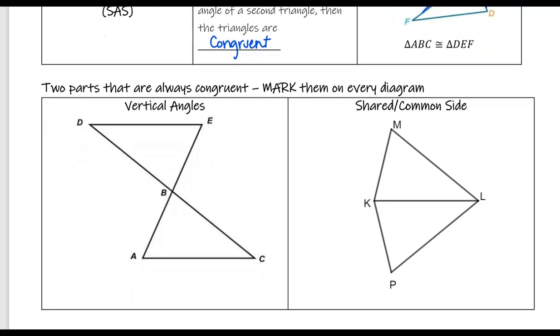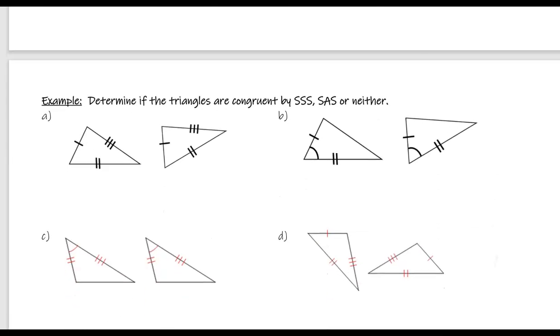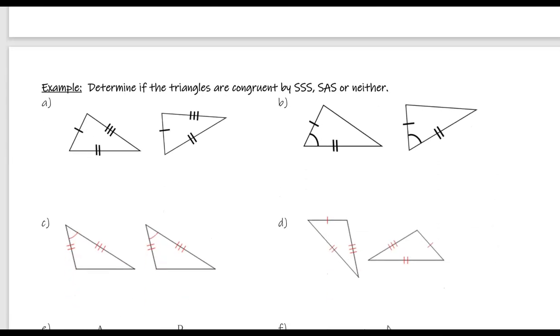So two parts are always congruent. We can mark them on every diagram. Vertical angles, if you think back, are those that are across from each other, so we can mark those. And a shared or common side, we can go ahead and mark on every diagram. So those are going to be really helpful when it comes to labeling things that touch. Sometimes, though, they'll be separated like this, and we just have to check both of our triangles to make sure that they have the same thing.